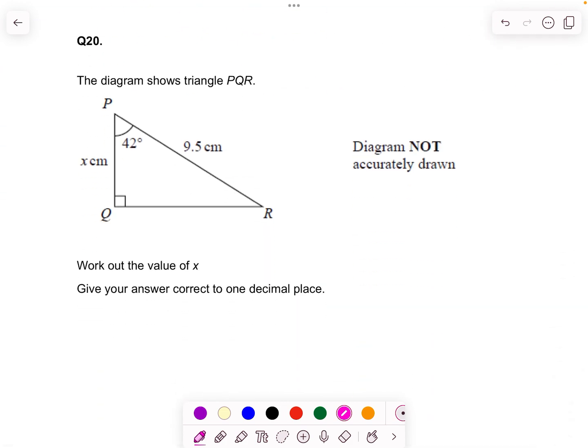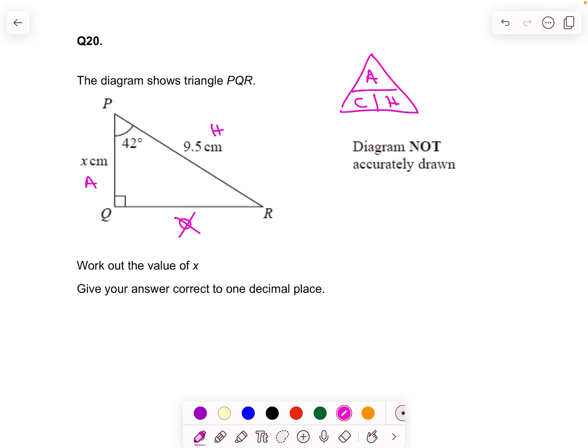This one was quite a nice one. It was a straightforward trig question. They wanted you to find x, so let's label the sides. This is the hypotenuse. This is the adjacent. The opposite is here, but we have no information on it, so we're not going to use it, which means that we're going to use CAH out of our SOHCAHTOA.